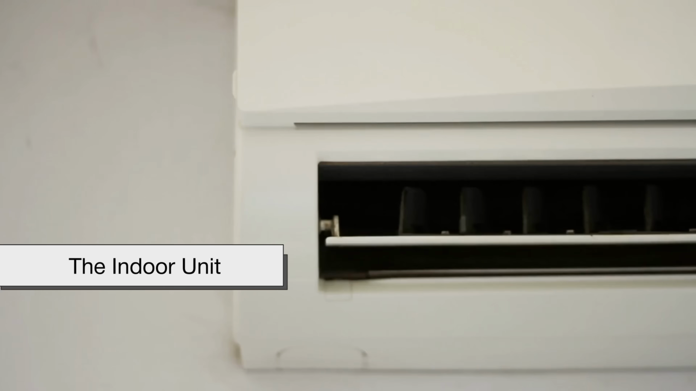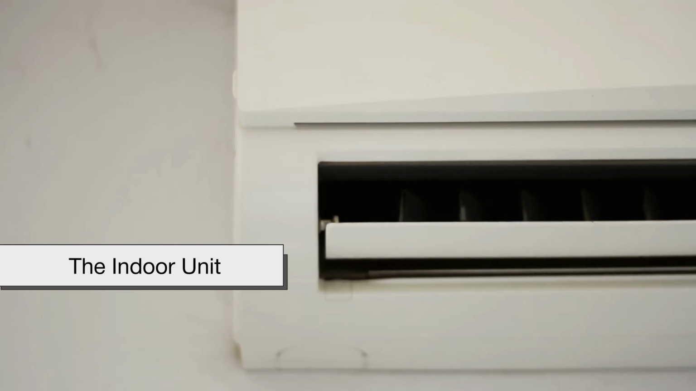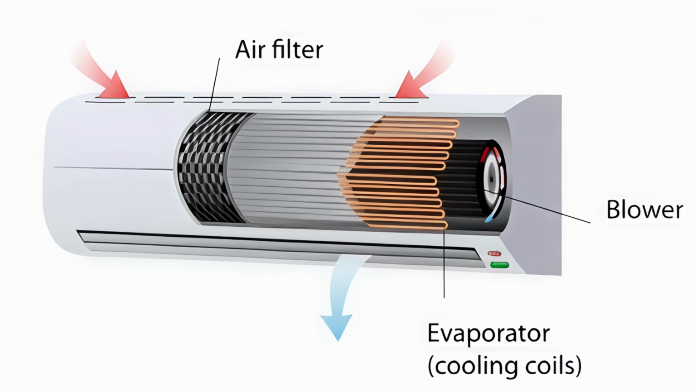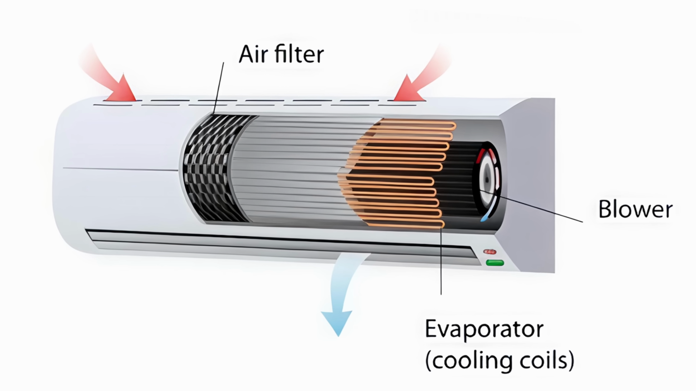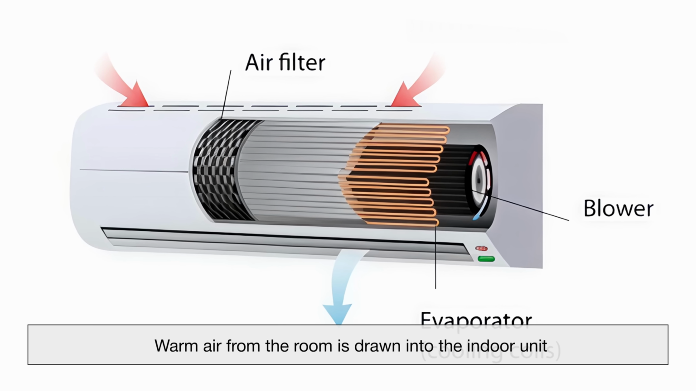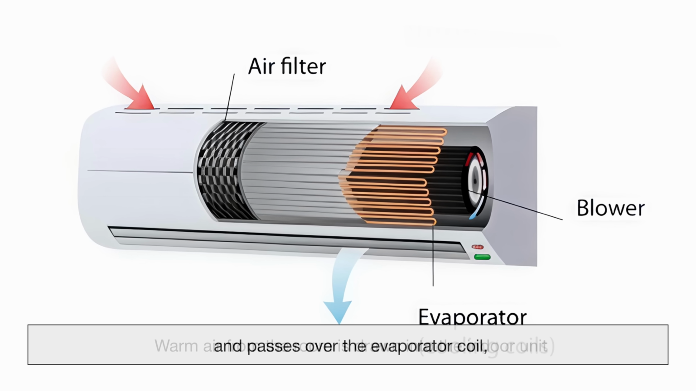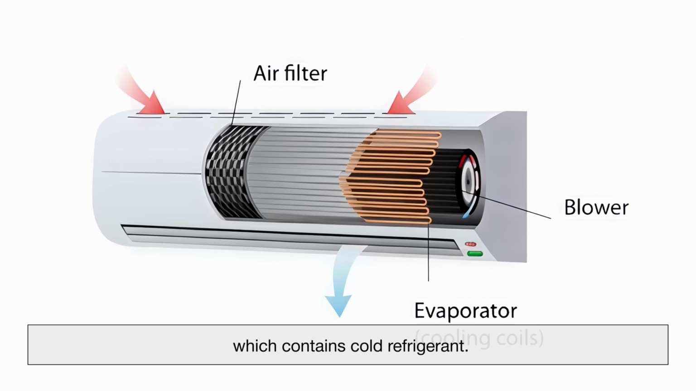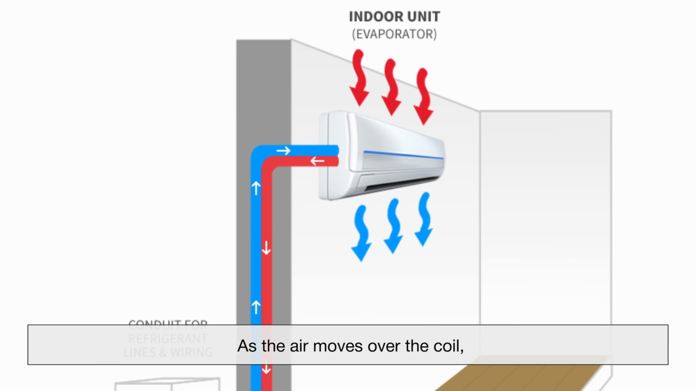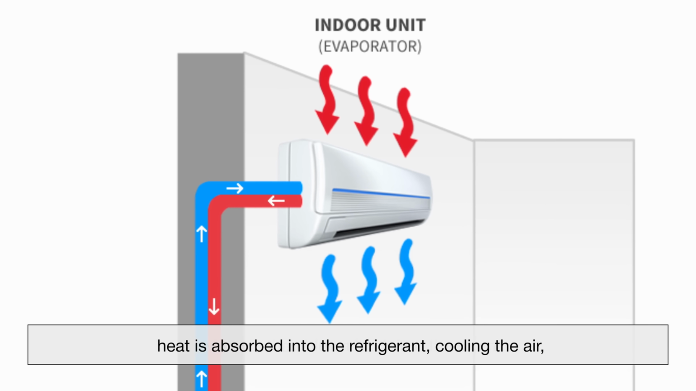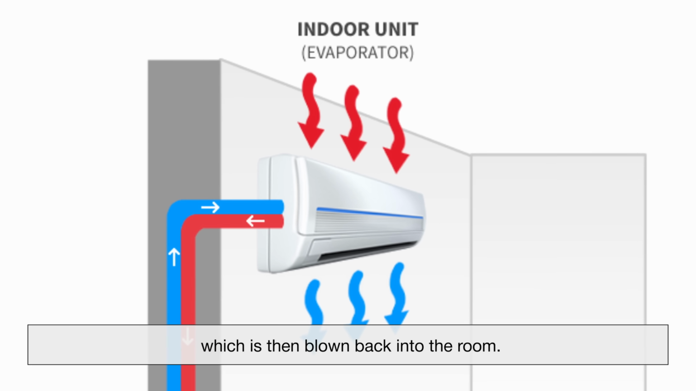The indoor unit is the part of the split system that people interact with daily and is central to the comfort it provides. Inside, it contains an evaporator coil, a fan, and an air filter. Warm air from the room is drawn into the indoor unit and passes over the evaporator coil, which contains cold refrigerant. As the air moves over the coil, heat is absorbed into the refrigerant, cooling the air, which is then blown back into the room.